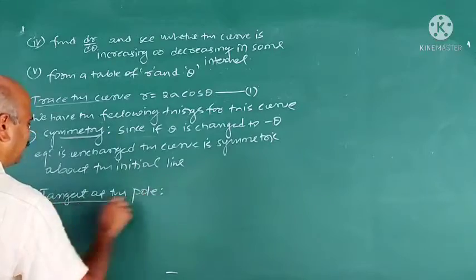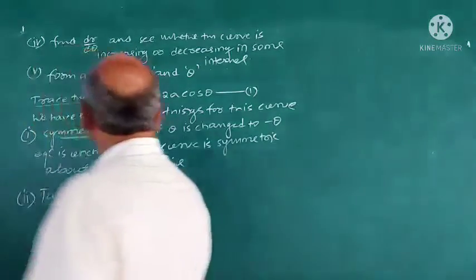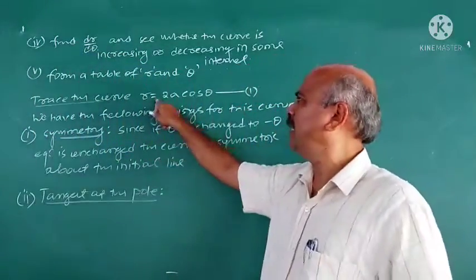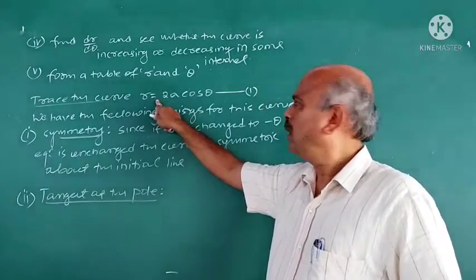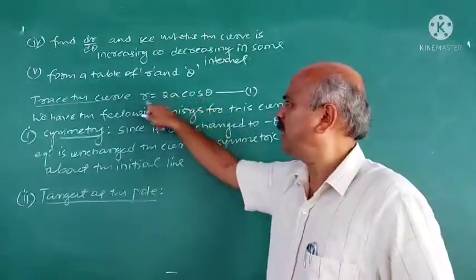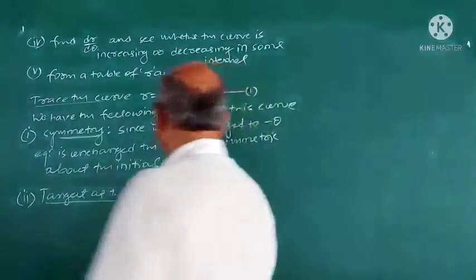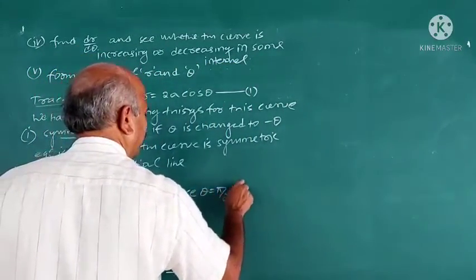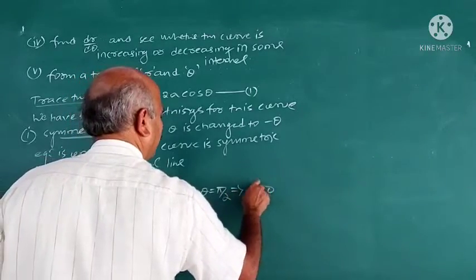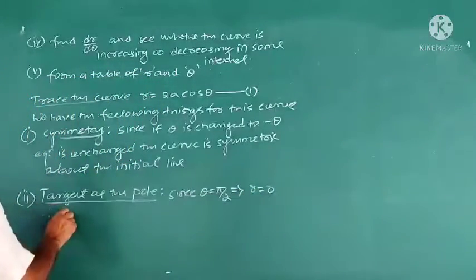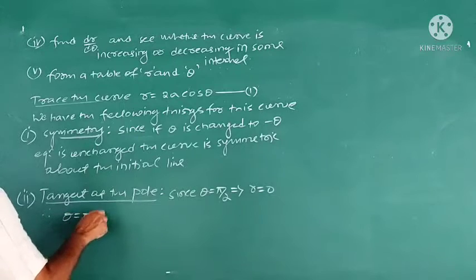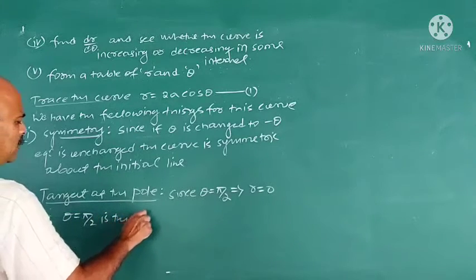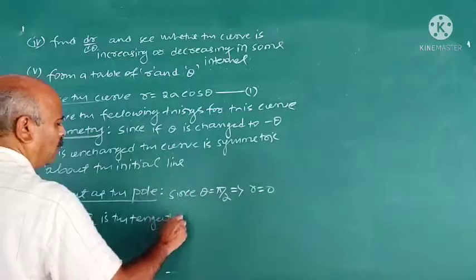How do you find the tangent at the pole? The value of theta which makes r equal to 0 gives the tangent at the pole. Now theta equal to pi by 2 makes r equal to 0. Since theta equal to pi by 2 gives r equal to 0, therefore theta equal to pi by 2 is the tangent at the origin, at the pole.